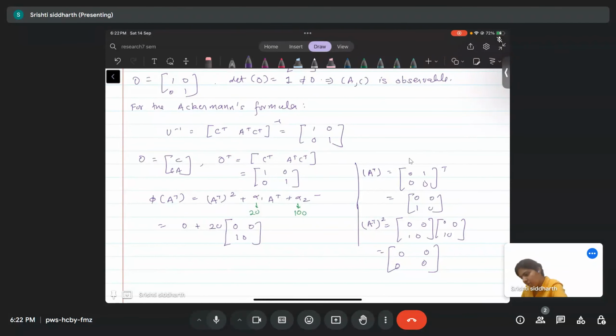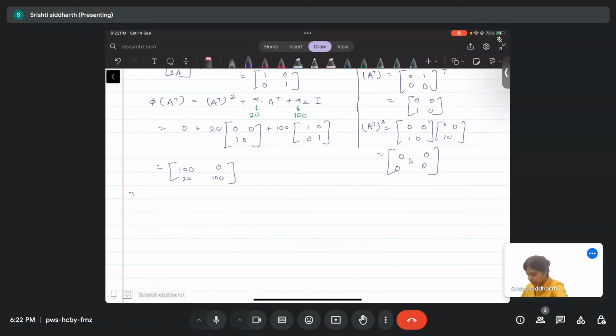This is constant times identity matrix, so 100 times 1 0 0 1. So this is simply 100 0, and 20 and 100.